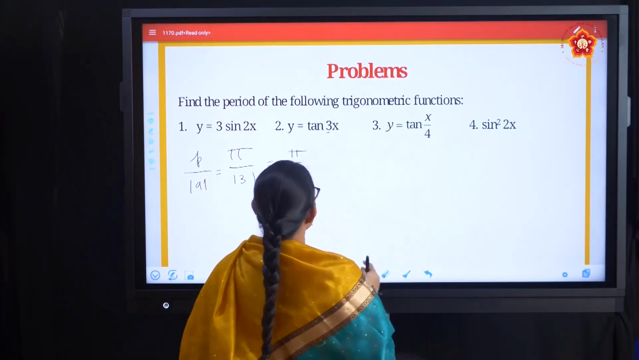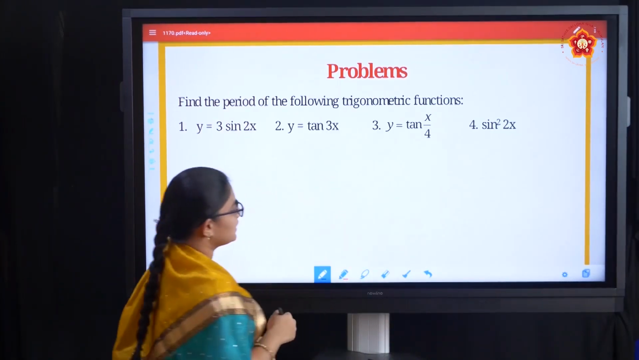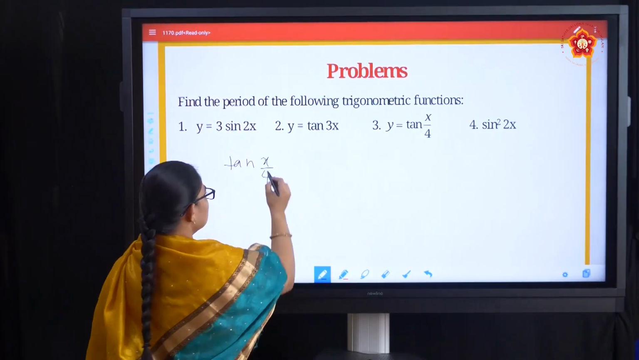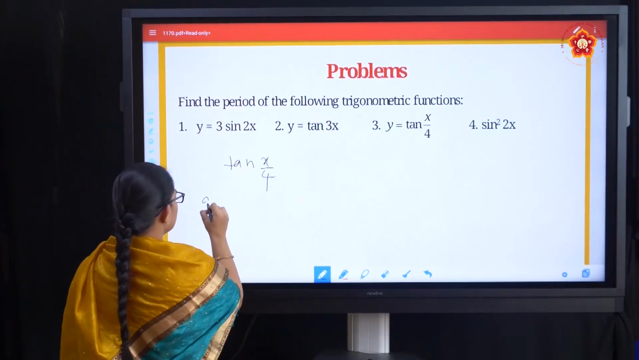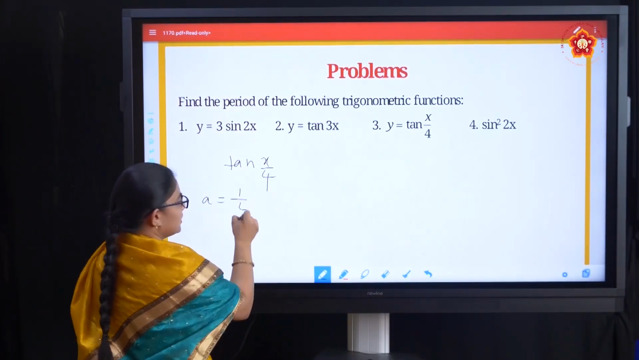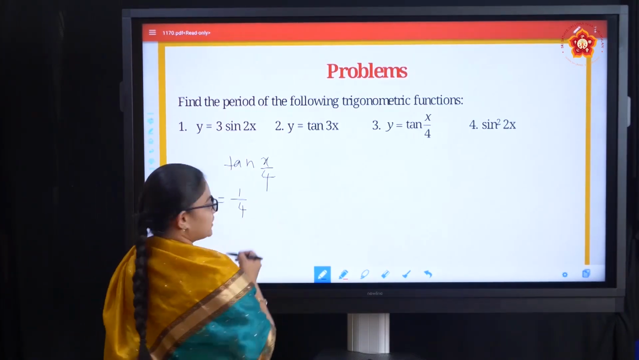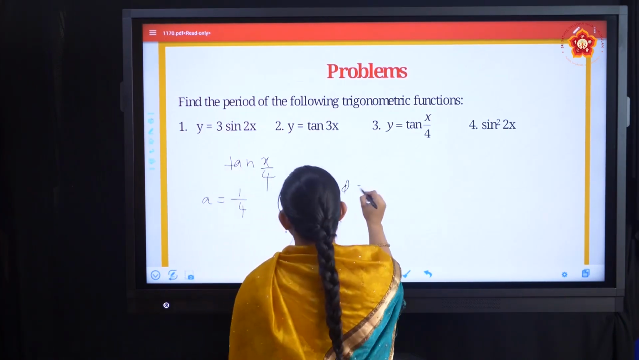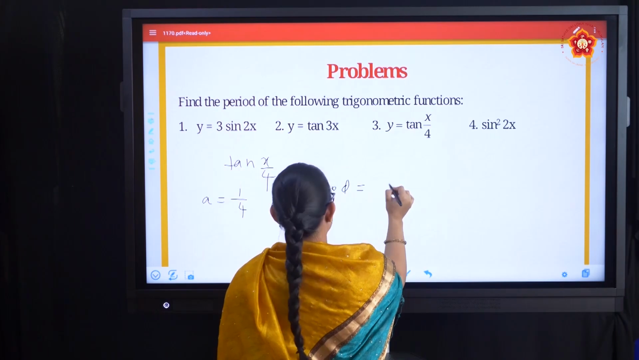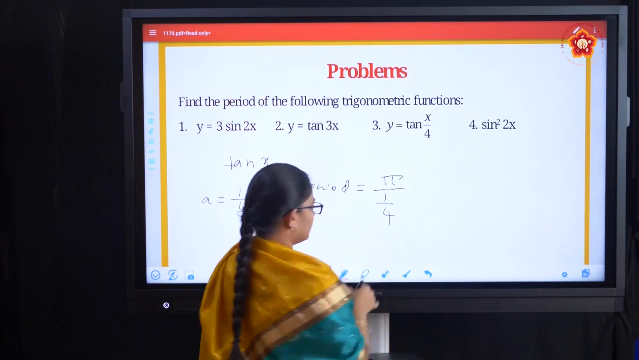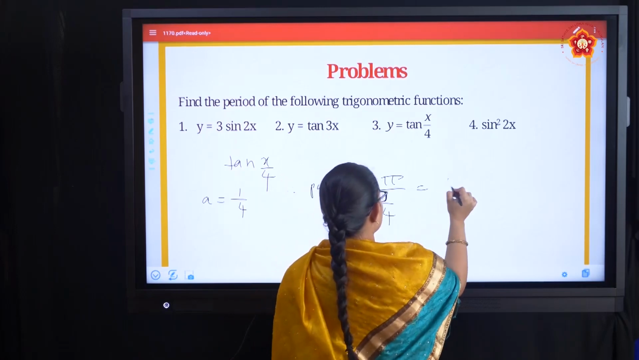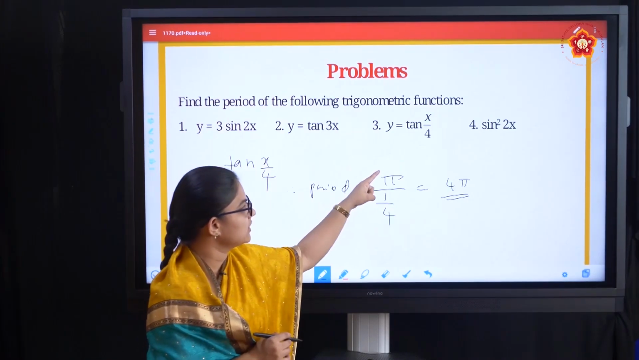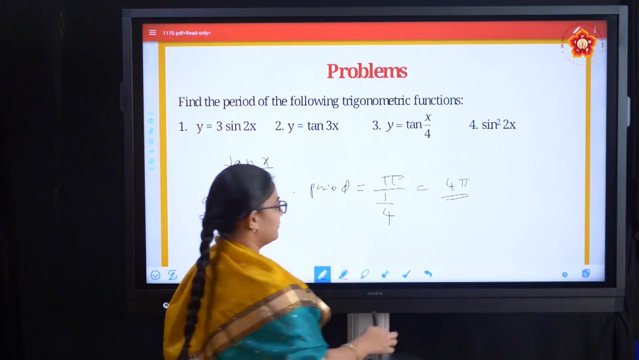Next we have tan(x/4). So we have the function tan(x/4). So what is the coefficient a here? a is nothing but 1 by 4, right? And what is the period of tan? Pi. So therefore period of this particular function is nothing but pi divided by 1 by 4, right? Pi by 1 by 4, so that is 4 pi. So period of tan(x/4) is 4 pi.